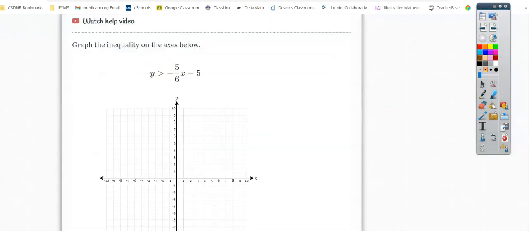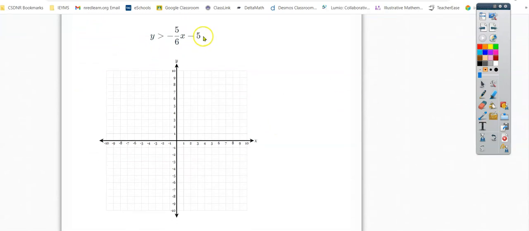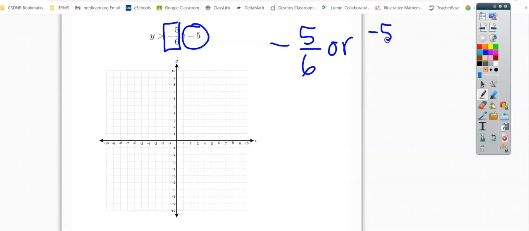This one is already in slope-intercept form, so I don't need to manipulate anything. I'm going to start at my y-intercept of -5, and then I'm going to use this number for my slope. Notice when there's a negative sign next to your slope, you can only use that negative sign once. You can use it with the 5, or you can use it with the 6, but you cannot use it with both.